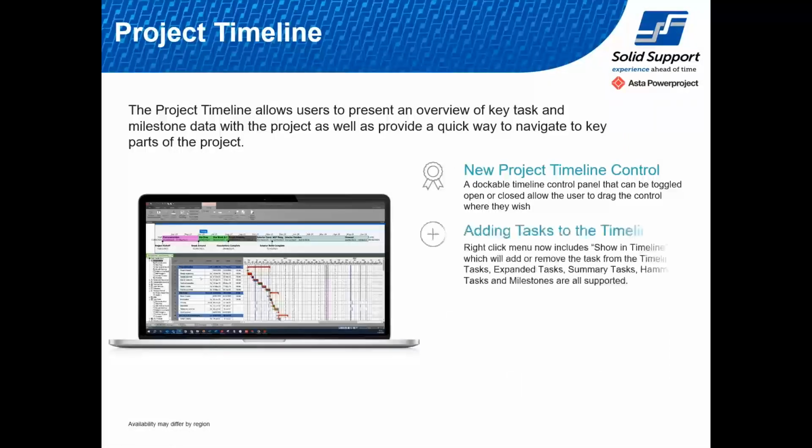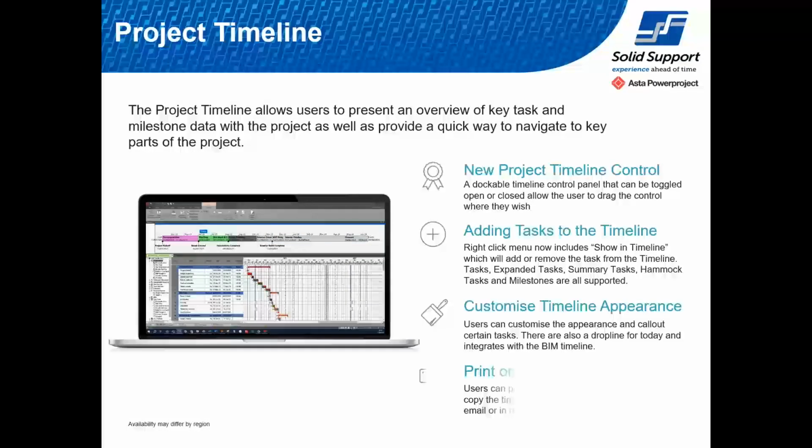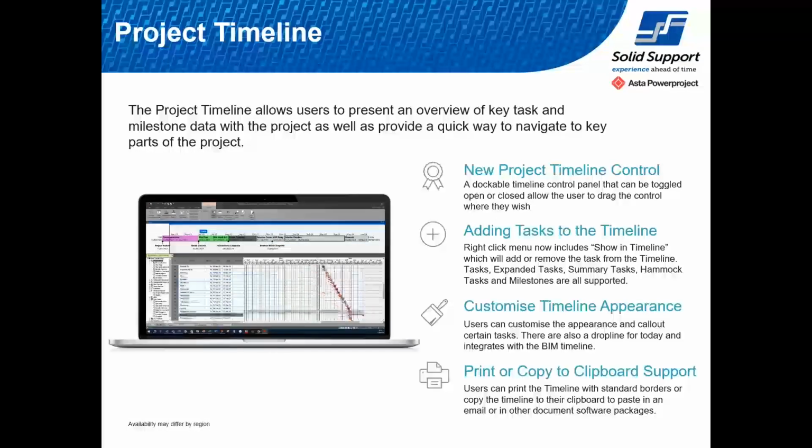The third feature in version 17 which got introduced is the project timeline. The project timeline helps you to put the key project activities and milestones on the bar, and which will help you to discuss during your progress update meetings. This timeline is also customizable and it's dockable. You can also copy this timeline and put it into other applications like Word, or you can put it in an email and share with your colleagues.